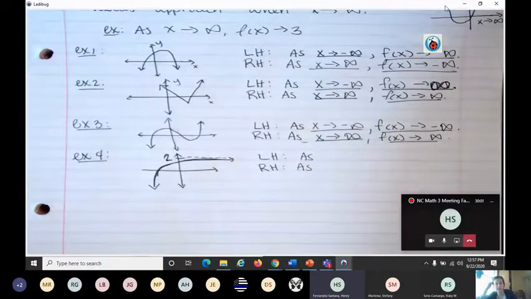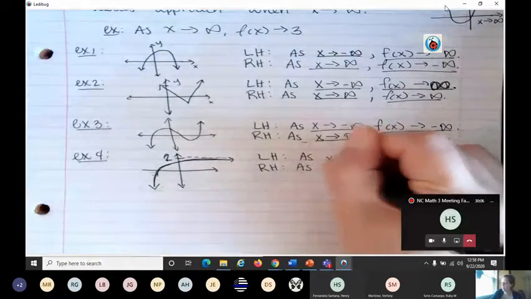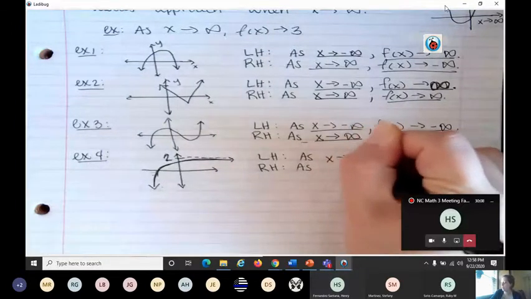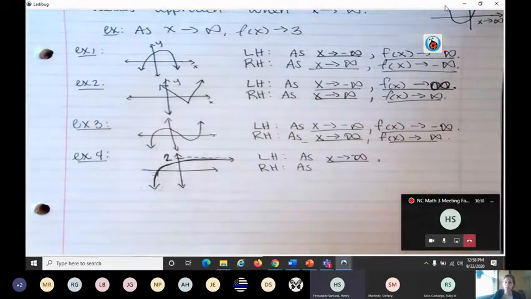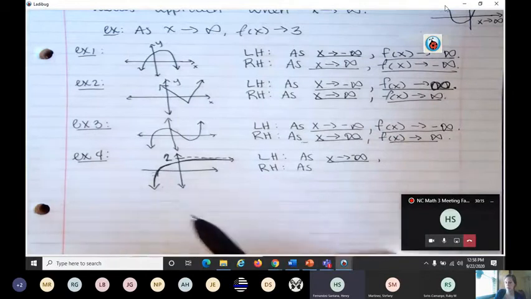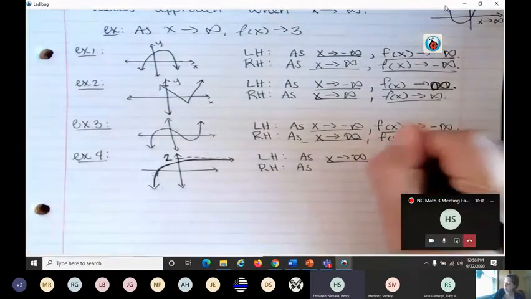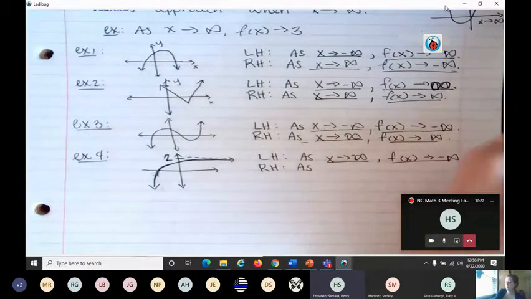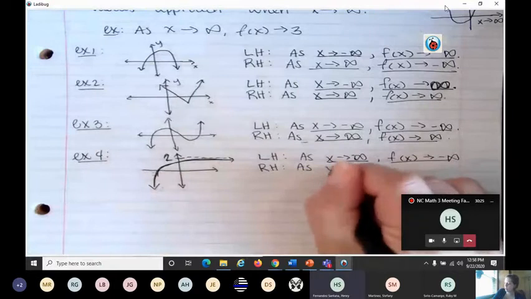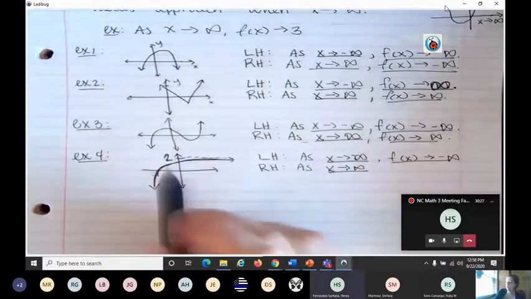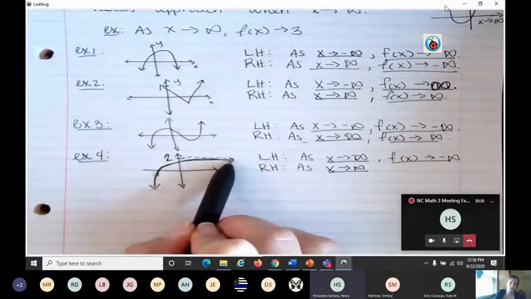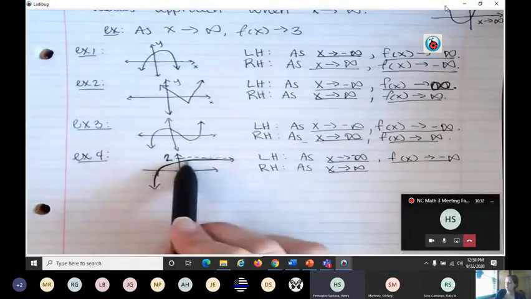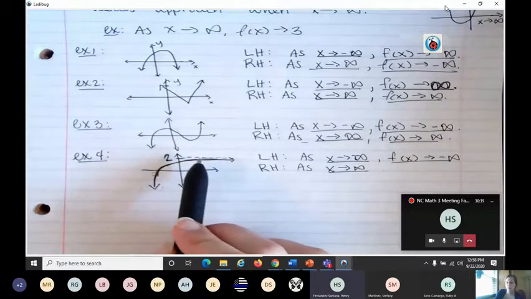Yeah. So for the left-hand side on example 4, what is this doing? As x's are approaching negative infinity, what are my y values doing? On this left-hand side. Going down. Yeah. So negative infinity again. Perfect. And then on the right-hand side, as x's are approaching positive infinity, what is it doing in the y? Going to the right. Well, that's positive. Positive infinity again. Right.